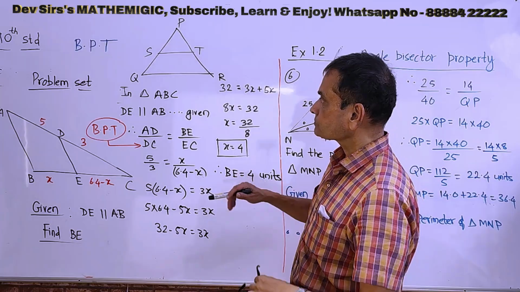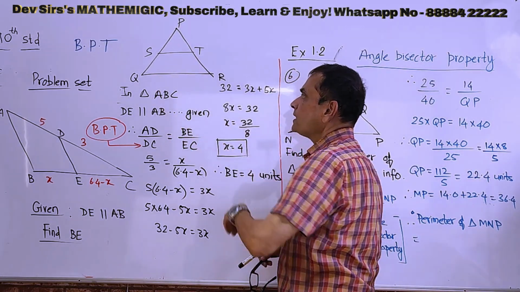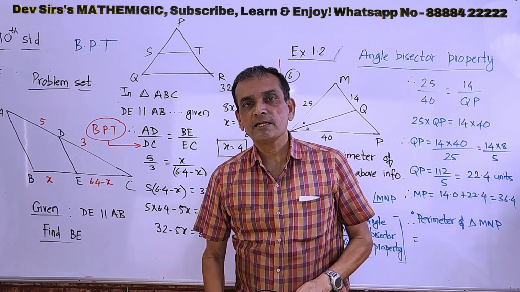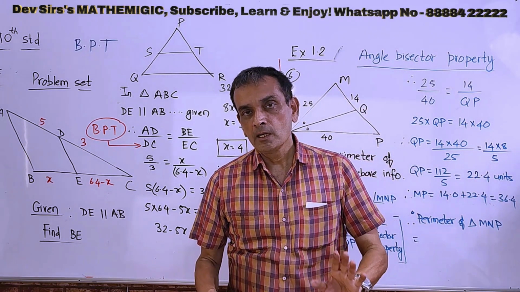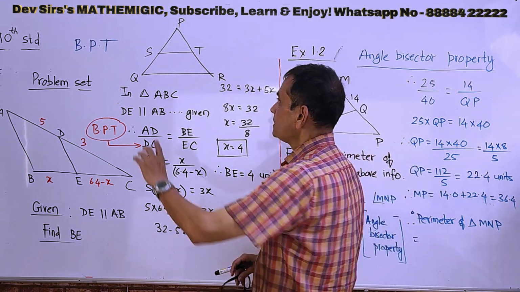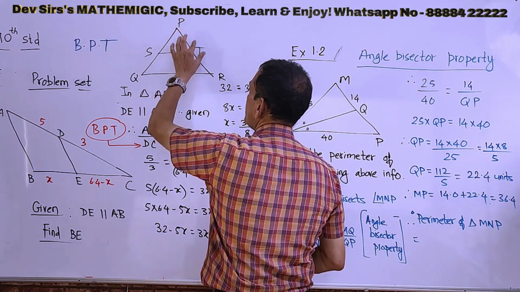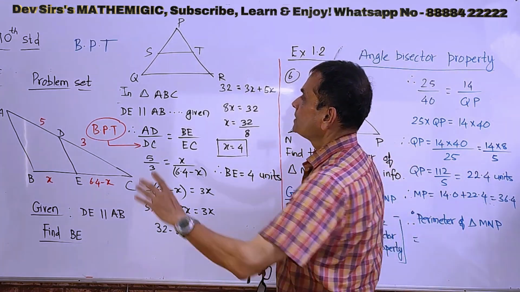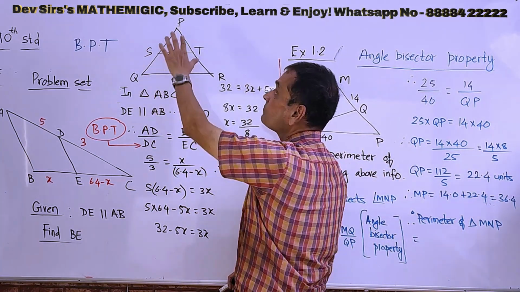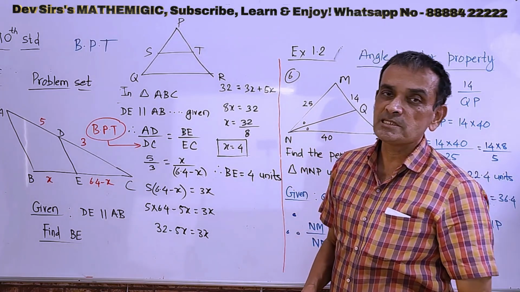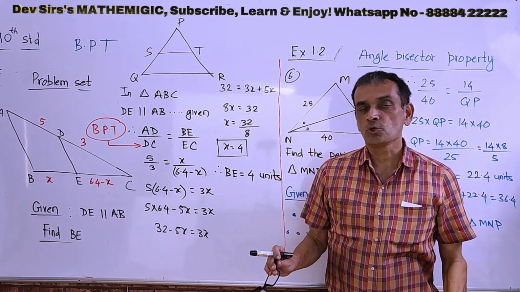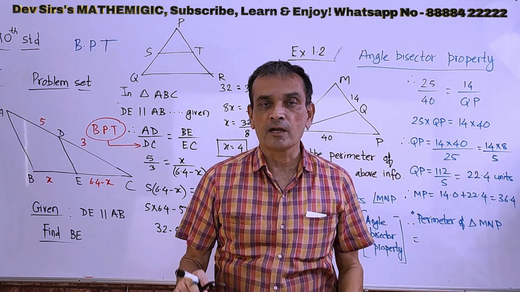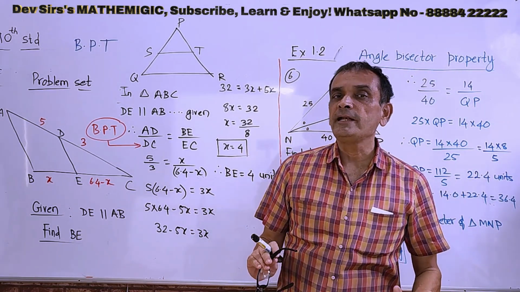Look again, in triangle PQR, ST is parallel to QR. So when ST is parallel to QR, which four parts do we get? PS, SQ, PT and TR. Take the ratio of those four parts and equate them. That is PS upon SQ is equal to PT upon TR. It is a simple thing, just equate both the ratios and you will get the answer. This is called the basic proportionality theorem, or in short BPT.